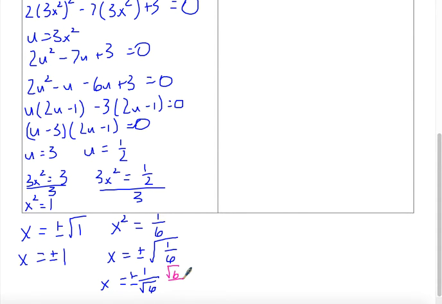So we multiply this by square root of 6 over square root of 6, which is a number divided by itself, so it equals 1. And it's going to get rid of the square root in the denominator. So we're left with square root of 6 as our numerator, and the denominator is square root of 6 times square root of 6, which is 6. So these are the 4 solutions: plus or minus root 6 over 6 and plus or minus 1.